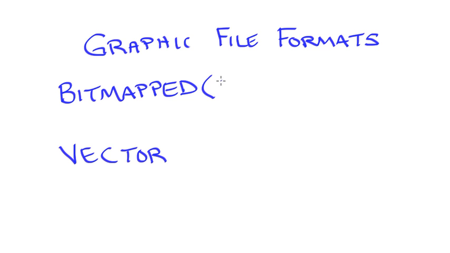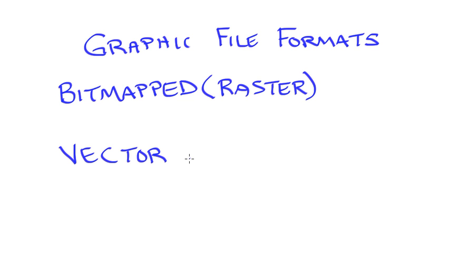Bitmaps sometimes will also be called raster or rasterized formats. In a bitmapped file format, the image consists of a series of dots, pixels. So the file format for a bitmap type of image has to be able to store the data, which is typically color information, for each one of those pixels.